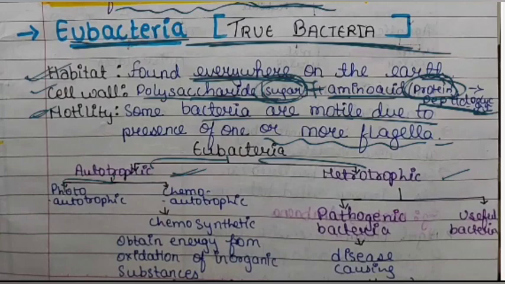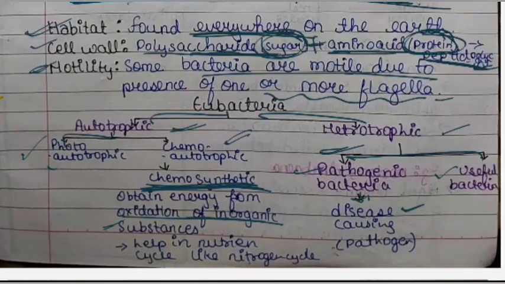Eubacteria can be classified as autotrophic and heterotrophic. Autotrophic is further classified as photoautotrophic and chemoautotrophic. In chemoautotrophic bacteria, energy is obtained from the oxidation of inorganic substances, and this mode of nutrition also helps in the nutrient cycle. Now coming to the heterotrophic mode of nutrition, it can be classified as pathogenic bacteria, which cause disease, and next, useful bacteria.